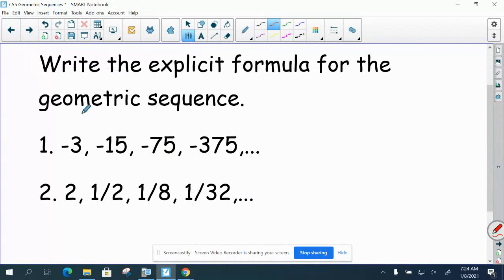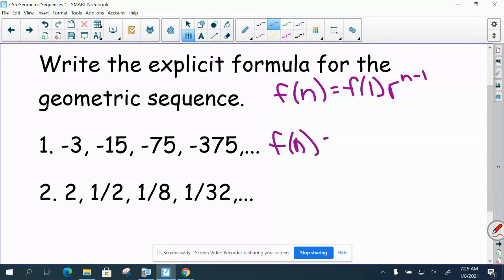Okay, and then here's just a couple more examples. So write the explicit formula for the geometric sequence. So for us, remember that the function f of n equals f of 1 times r to the n minus 1. So you've got your first term times the ratio to the n minus 1. So here we would have f of n equals, the first term is -3, and we're multiplying by 5. So times 5 to the n minus 1.